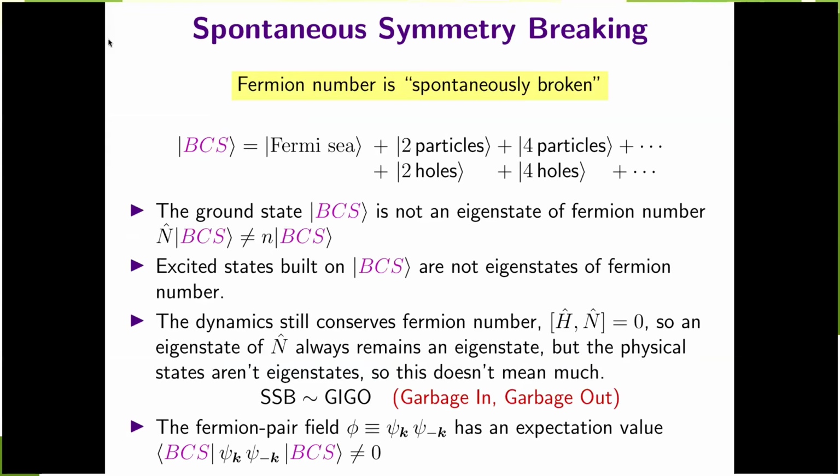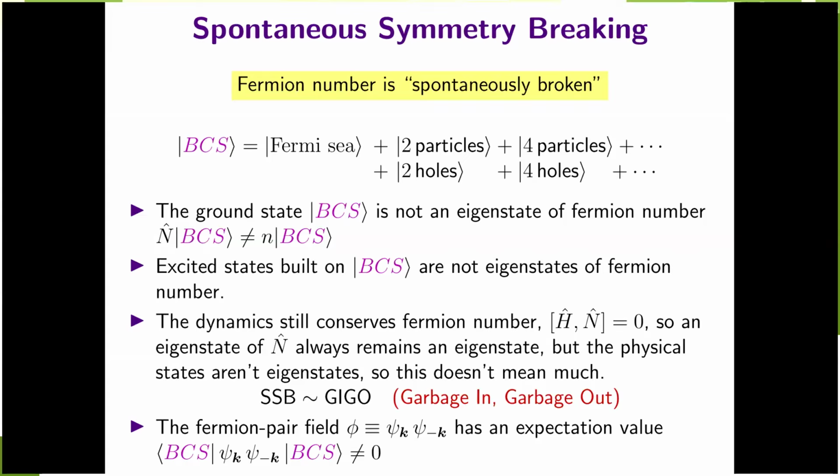That when you multiply that out, your BCS state is a superposition of the original unmodified Fermi C, plus a state where you made one Cooper pair, plus a state where you made two Cooper pairs, and so on, plus a state where you made a Cooper pair of holes, plus a state where you made two Cooper pairs of holes, and so on. So it's a superposition of all these states. That's what it's going to look like, okay, with some coefficients.